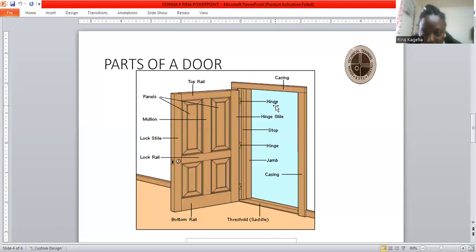At the top, we have a hinge, at the middle a hinge, and we also have at the bottom a hinge. So we also have a stop. We have a jamb. We have a casing, whereby someone has mentioned it earlier in our lesson. So that's good. I can see you have at least some knowledge about doors. That's very good.